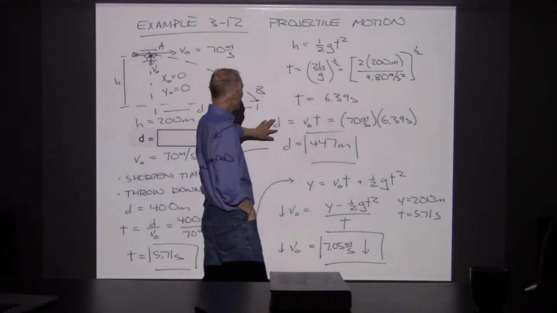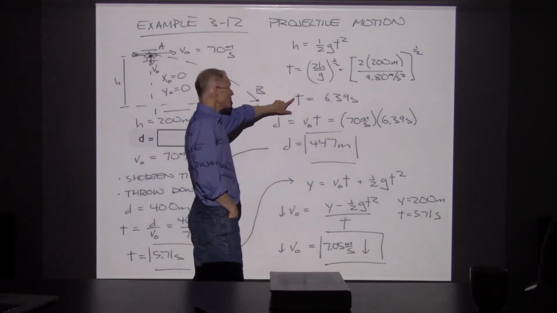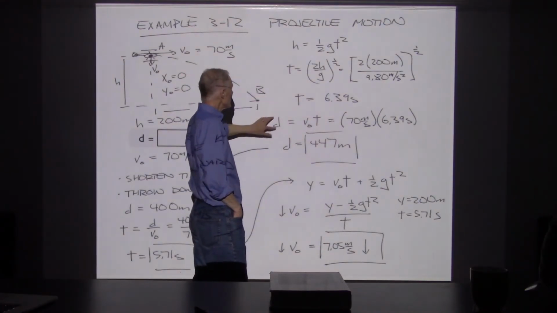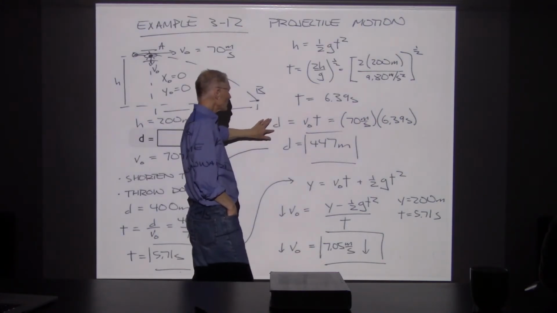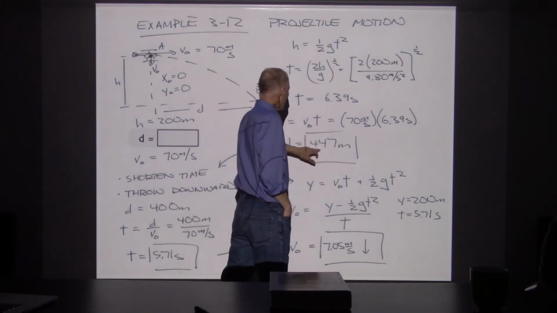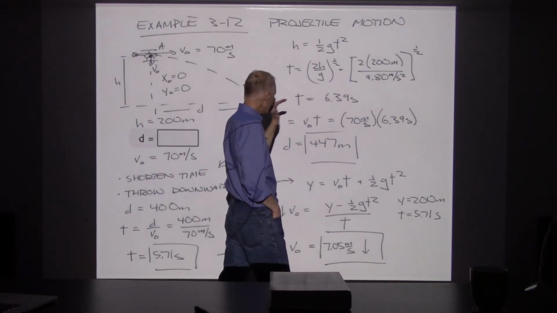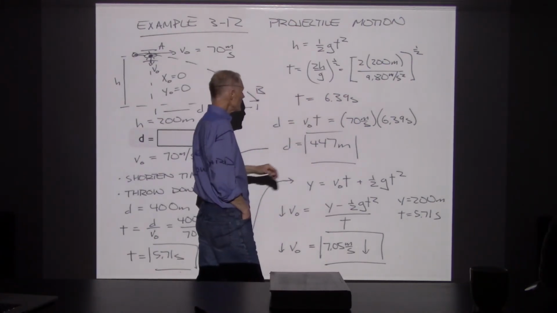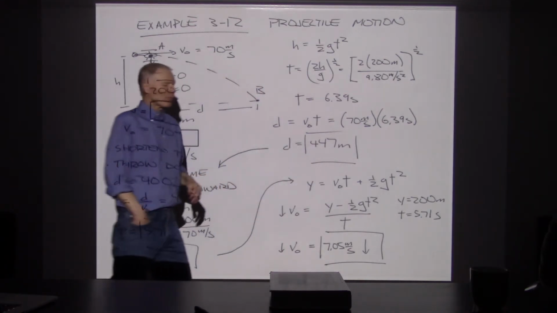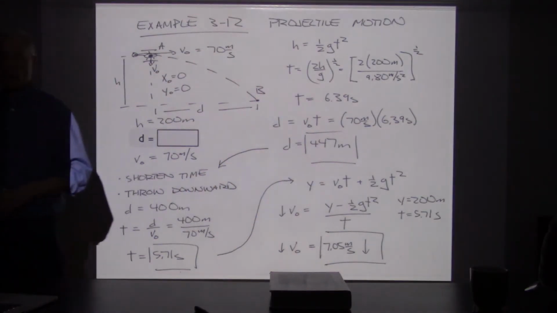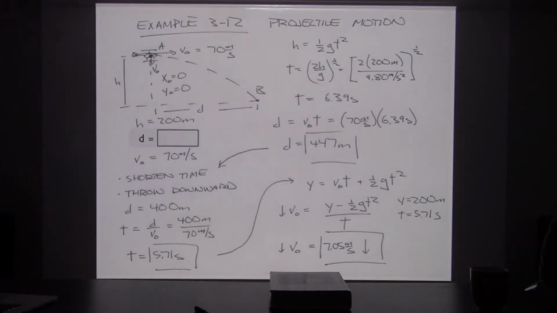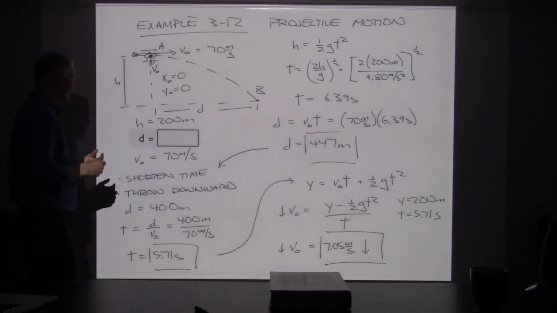Now, how far out ahead of that then? If we have to drop at 6.39 seconds in advance, that means we need to let go of it at a distance of v naught times t. The helicopter is moving forward, the package is moving forward at that speed. That means we have to drop it at the 447 meter mark. So I vote for that. I vote for let's let go of it at the 447 meter mark.